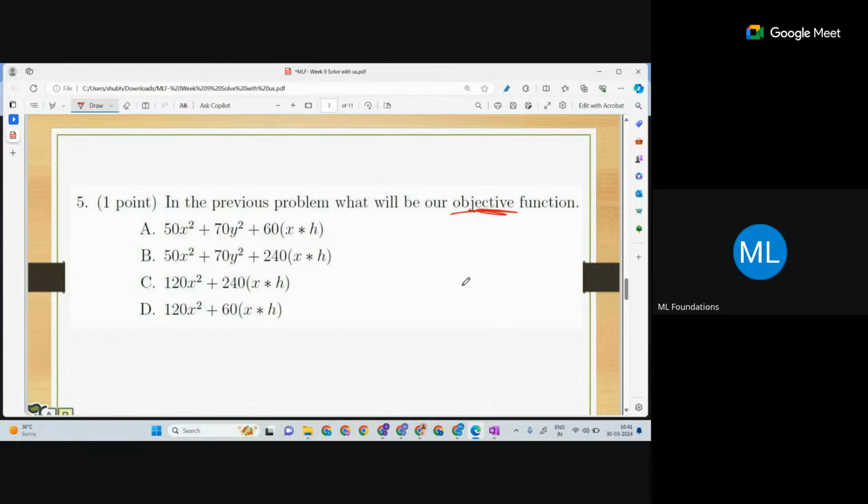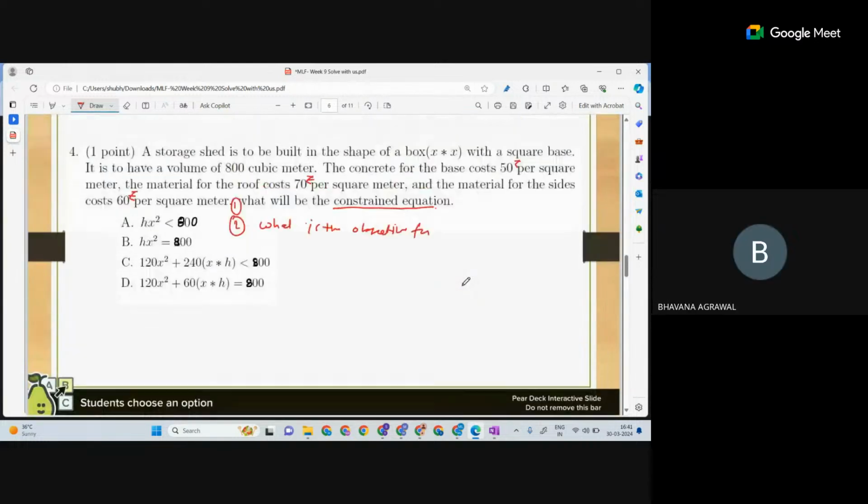Sir, the objective function is option C, sir. Option C, or either we take the constraint, and also, sir, option C. No, here the constraint option should not be C. The reason is it is going to have to be equal, not up to. It has to be equal to 800. So it should be D.